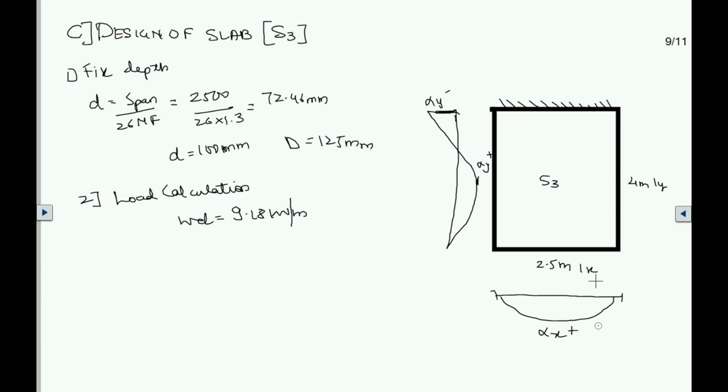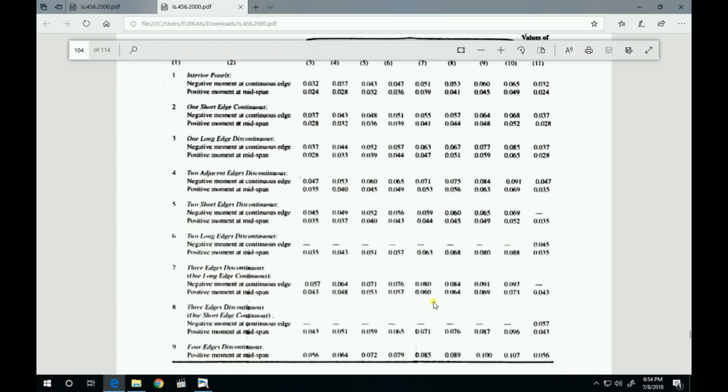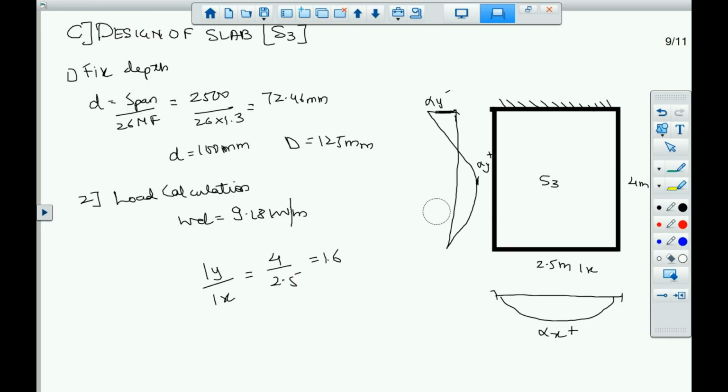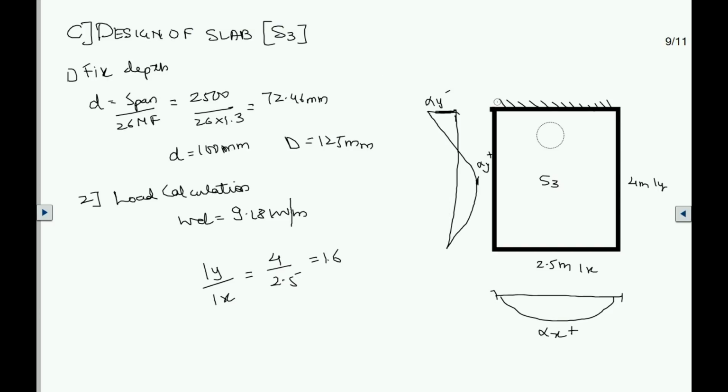Now before we go to table number 26, we need to calculate the aspect ratio of the slab, that is Ly by Lx, and that will be 4 divided by 2.5, which is 1.6. Now let's proceed to table number 26. As you can see in table number 26, there is case number 8. It says 3 edges discontinuous and only one short edge is continuous. So in our case, this was the short edge and this is the long edge. So this edge is continuous while the other 3 edges are discontinuous.